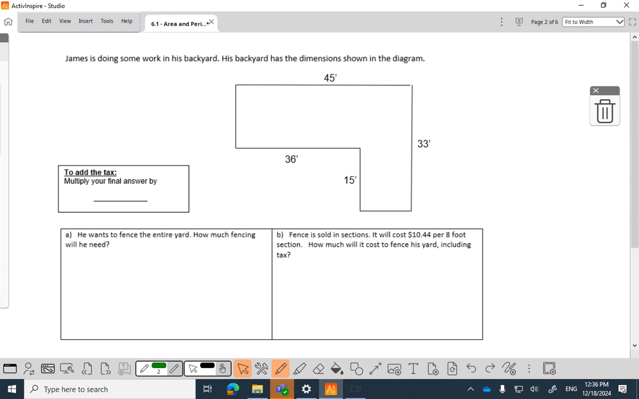So, we jump right into an example. James is doing some work in his backyard. His backyard has the dimensions given. He wants to fence the entire yard. Fence, immediately fence. How much fencing will he need?